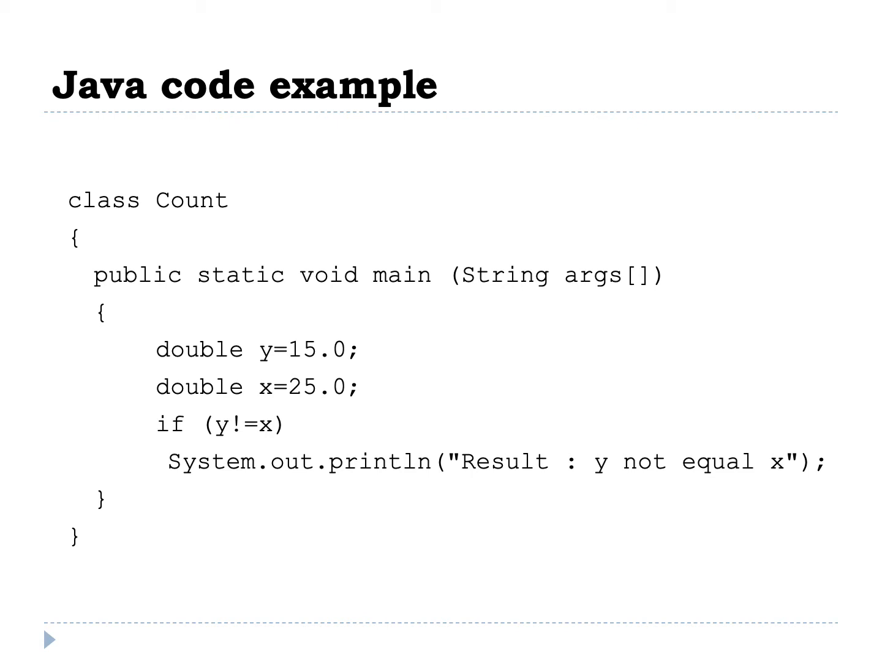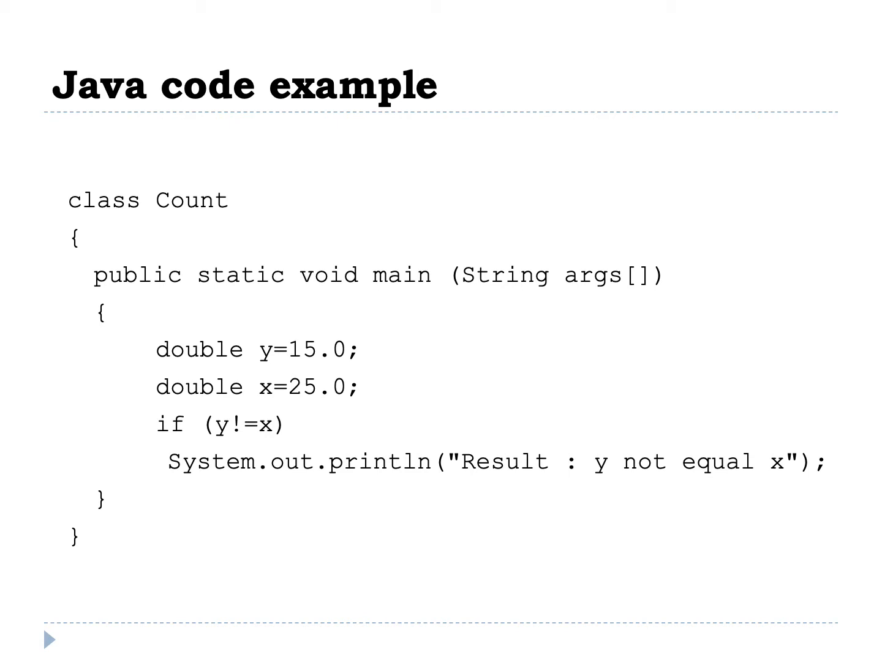Let's look at this example code where we use the operator not equal. We have a class called count and the main method. In the main method, we declared and initialized two variables of type double that we call y and x. Y has the value of 15.0 and x is 25.0. We then want to check whether x and y have the same value or not. We can use the if statement to do it.